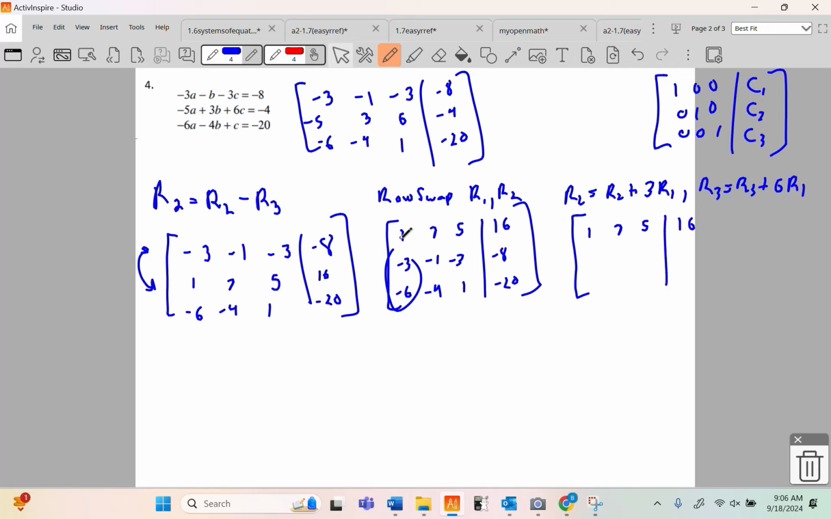But -3 plus 3 1s is 0. -1 plus 3 7s is 20. -3 plus 3 5s is 12. -8 plus 3 16s is 40.